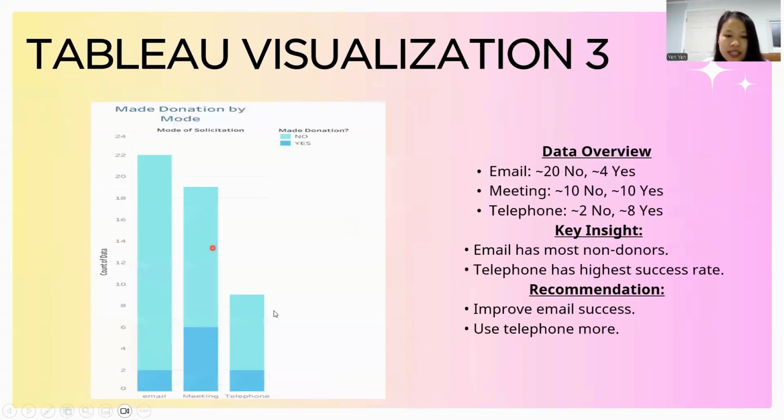Here's another Tableau chart on success rates. Email has 20 no responses and 4 yes. Meeting has 10 of each, and telephone has 2 no and 8 yes. The key takeaway: email has the most non-donors, while telephone has the highest success rate. Let's improve our email game and use more phone calls.